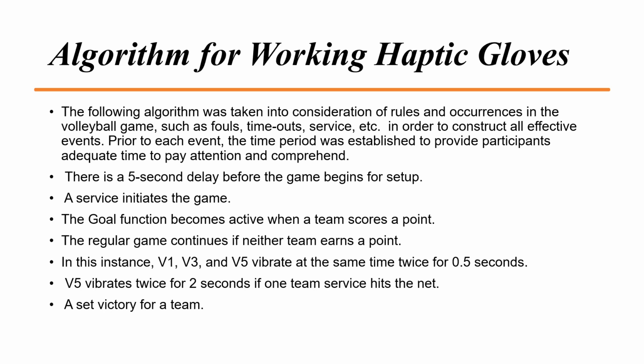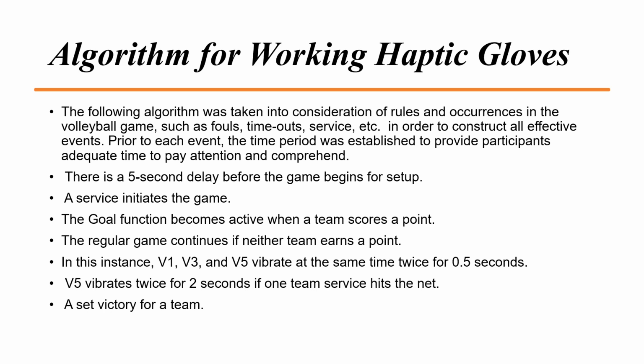The regular game continues if no team earns a point. The referee ends the game if a foul is committed, for example, touching the net. In this instance, V1, V3, and V5 vibrate at the same time twice for 0.5 seconds. The goal function is then turned on. V5 vibrates twice for 2 seconds if one team's service hits the net. The goal feature for the opposing team is then activated.